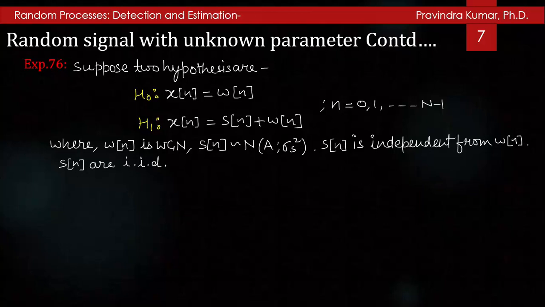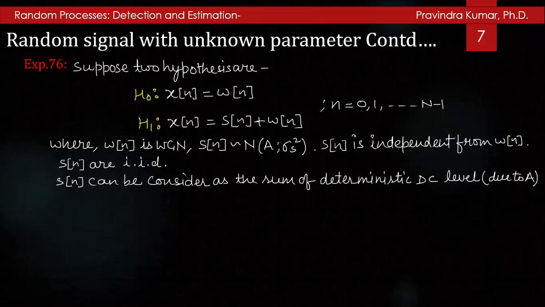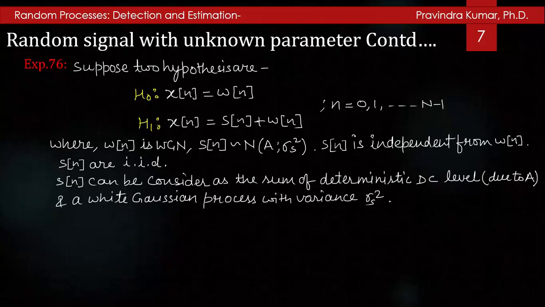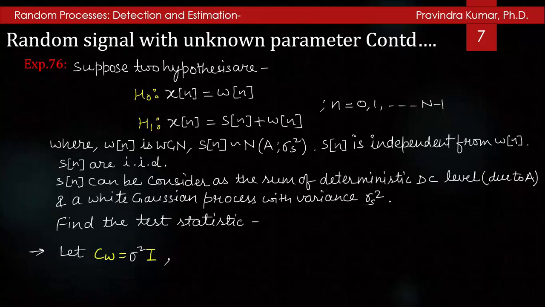So Sn can be considered as the sum of a deterministic DC level due to A and a white Gaussian process with variance sigma s square. Find the test statistic. So here let C omega is equal to sigma square into I, the covariance matrix of the noise. Mu s is equal to A1. Here 1 is the matrix of all 1s, and Cs is equal to sigma square into I.